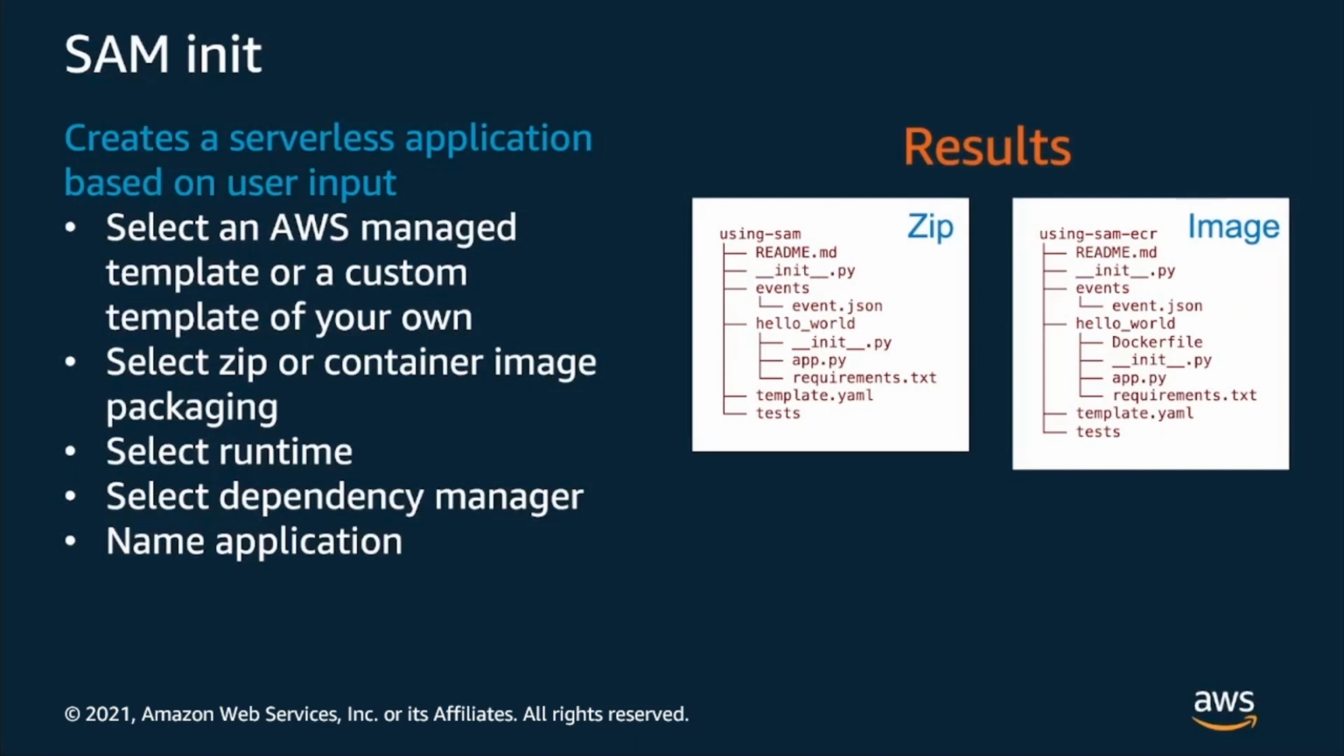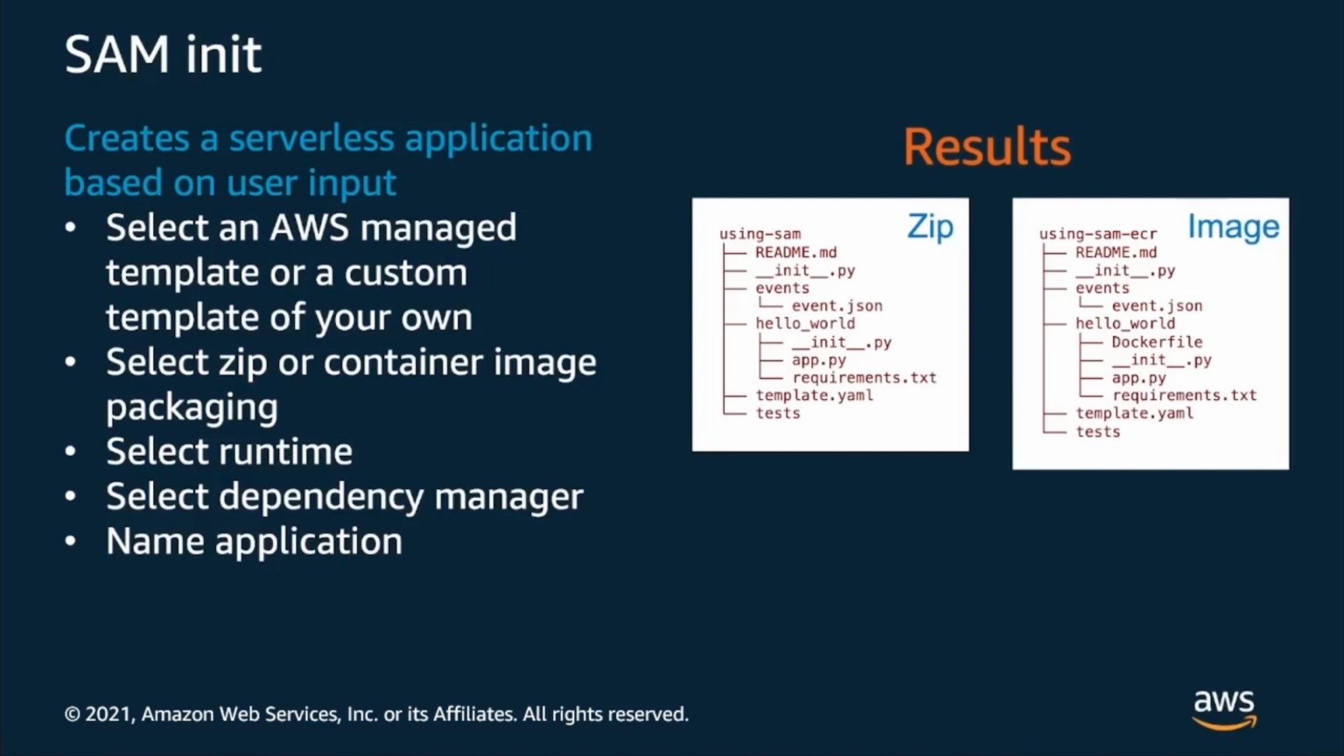And so for a zip file, you have your README, template, events for testing, Hello World, which contains the application code, and then the template, which we've been talking about for the last 20 minutes, and a folder of tests that can be run. For an image or container-based Lambda function, the only difference is you're going to have a Dockerfile. And that Dockerfile is how it's built. So that's what SAM init does, and it'll walk you through setting that up.